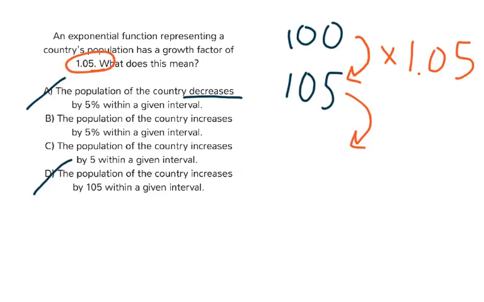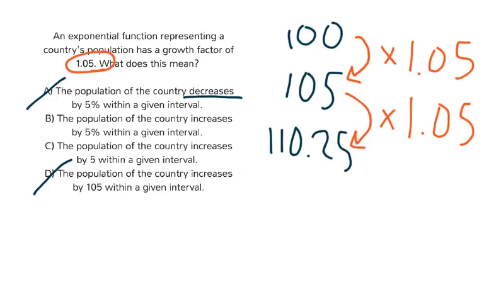So again, if I multiply by 1.05, 105 times 1.05, let's see what that comes out to be. 105 times 1.05 is 110.25. So it looks like in that case the population increased by 5.25, not by 5. So C is not correct.